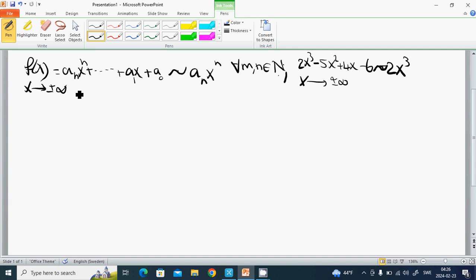Another example, or maybe we are going to talk about the correspondence of trigonometrical functions. If sin x goes to 0, it is corresponding with x, and tan x, when x goes to 0, is corresponded by x.